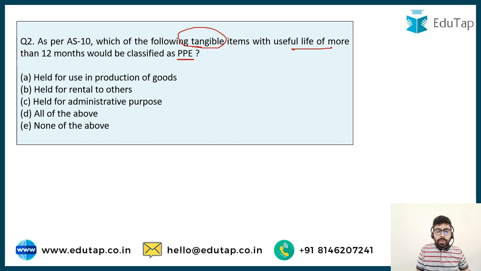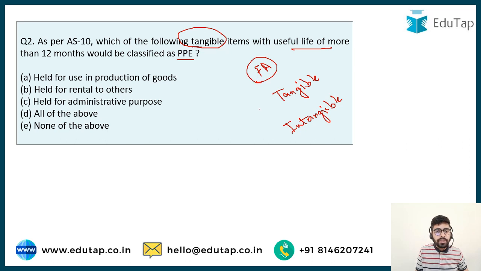Now we have to remember that there are two sorts of assets. One are tangible assets and other are intangible assets. Tangible assets are all those assets that we can touch. In respect of the fixed assets we are talking about here, the fixed assets can be tangible or they can be intangible. Tangible is something which we can touch, we can see, we can feel. For example, I can feel my furniture, I can touch my air conditioner, I can touch my building. So these are tangible fixed assets.